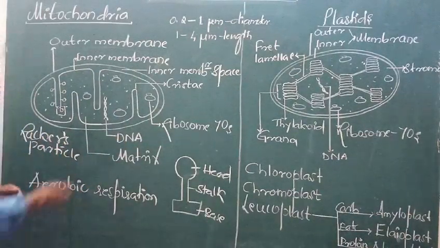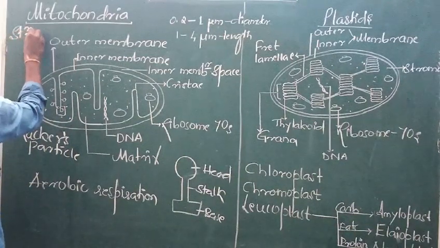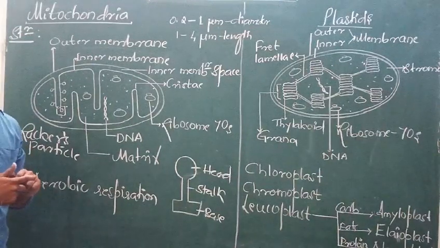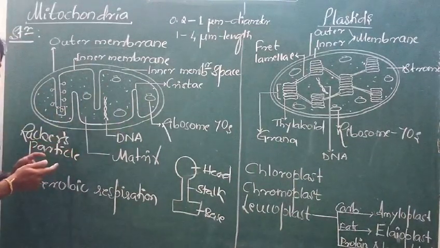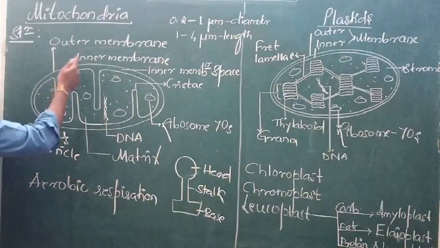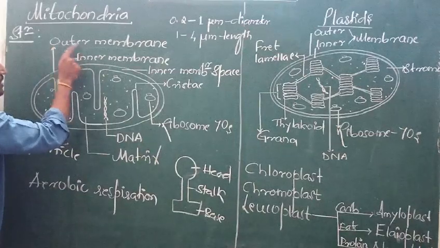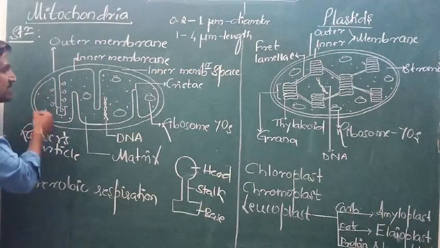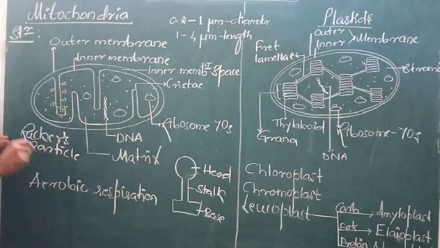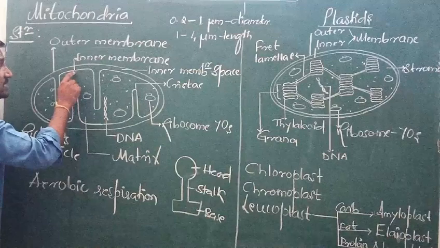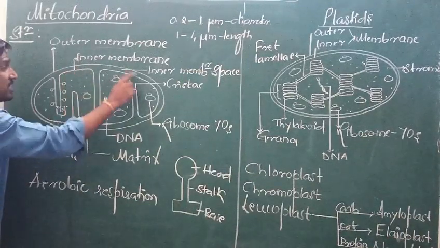When you study the structure, the mitochondria is discoidal, elliptical or lens-shaped, and it is made up of two membranes: one is the outer membrane and another one is the inner membrane. The outer membrane is continuous and it is a permeable membrane. It allows everything in. Whereas the inner membrane is discontinuous.